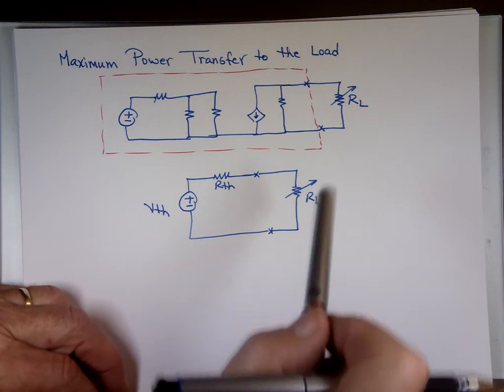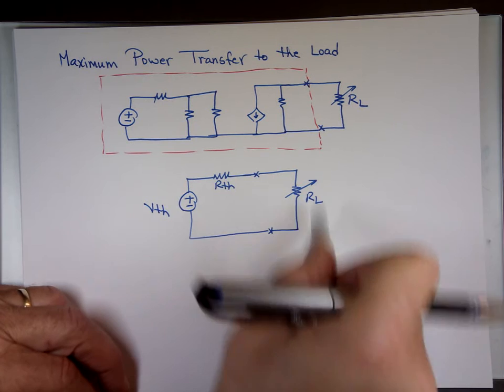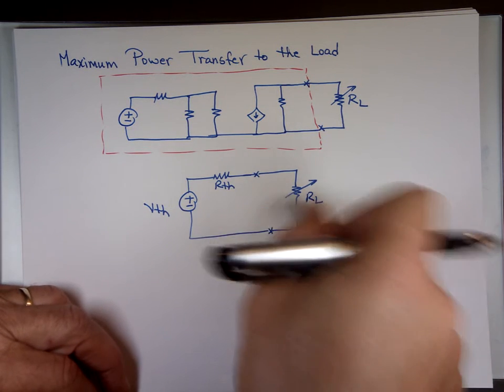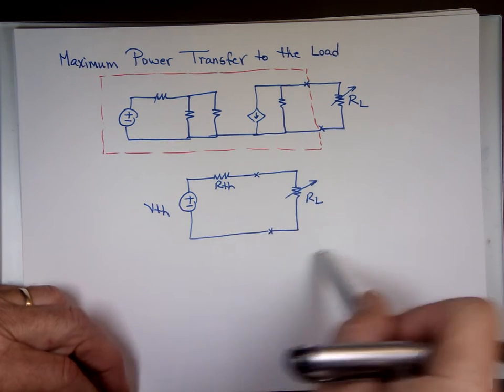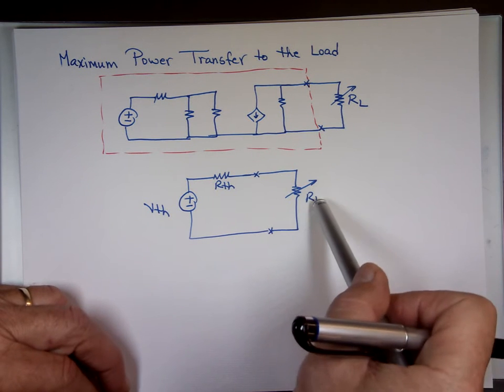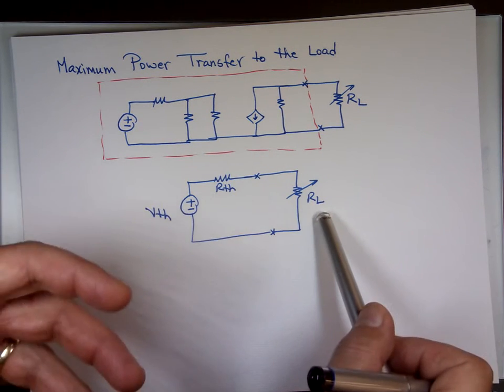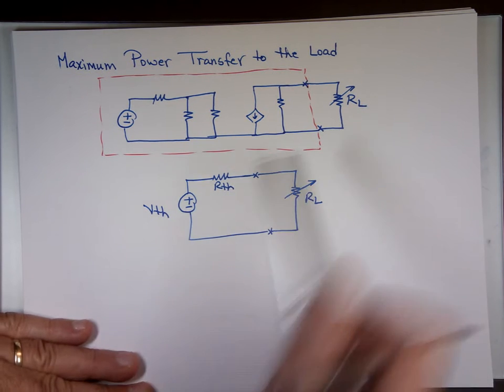So I want to calculate what value for R sub L, if I put it there, I will get the maximum power sent to the load. Any other value, if I put a bigger one or smaller than the one I'm going to calculate, I will not get maximum power to the load.